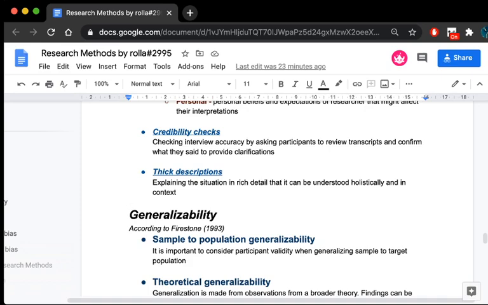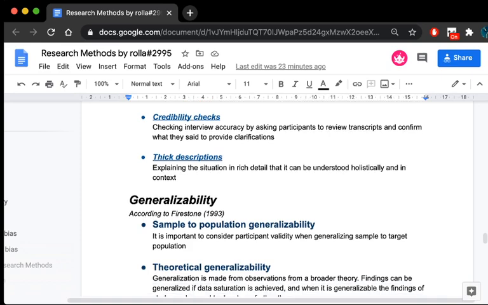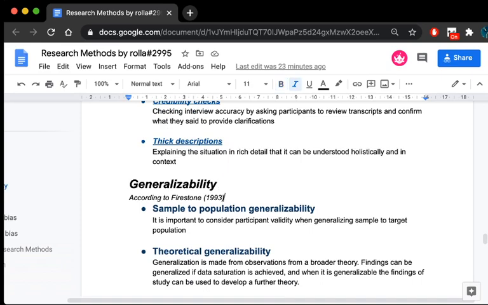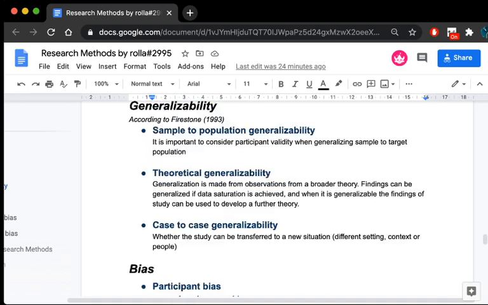You want that juicy descriptions, so people can understand the context and hopefully get more of a holistic insight into what's happening. Then next up we have generalizability.